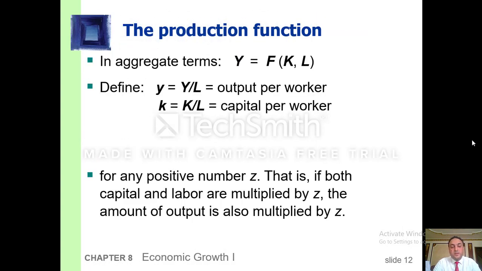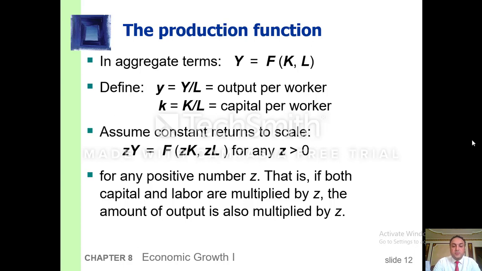So we can see here first the production function. In the aggregate terms, we know that the output is a function of the capital and the labor. We can see here the y small notation, which is the output per worker. So it is Y capital divided by L capital, the output divided by the labor. So it is y small, the output per worker, and also k small is the capital per worker, K divided by L. So for any positive number, we assume constant returns to scale.